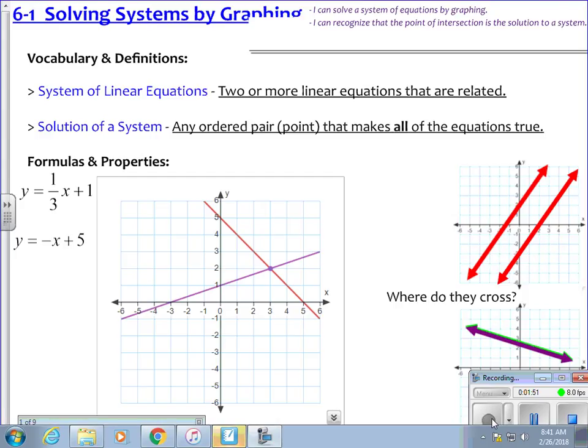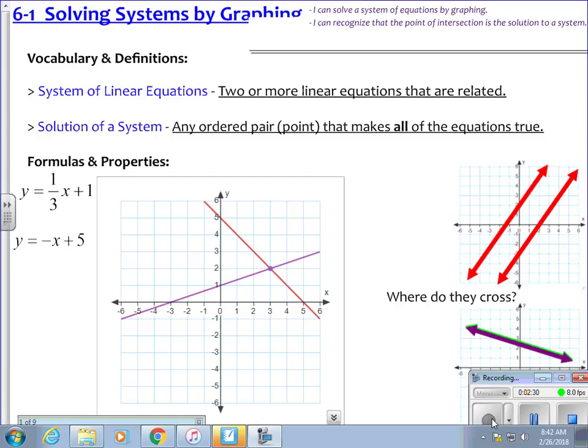Now, we're going to do this today by graphing. That's what we're going to be using the Chromebooks for, to do the graphing rather than graphing by hand. You're going to do all your graphing on the Chromebook. I'm going to be honest with you. Solving a system by graphing is an extremely inefficient way of solving a system. But it provides the best visual of how to solve a system.